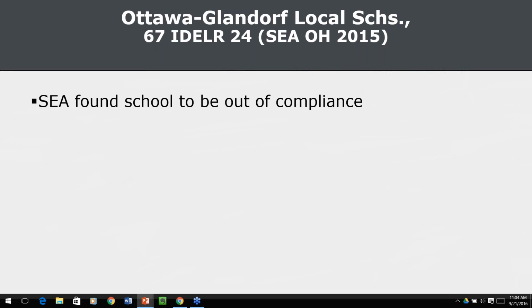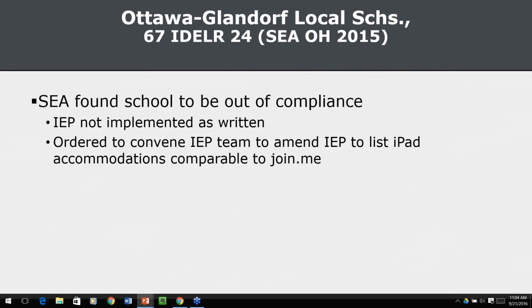And I think what the state was doing here was slapping the school not so much for using a substitute app, but for drafting the IEP poorly to begin with. They said this IEP has not been implemented as written. They ordered the school to convene the IEP team to amend the IEP to list the iPad and the accommodations that would be comparable to Join Me instead of saying Join Me itself.